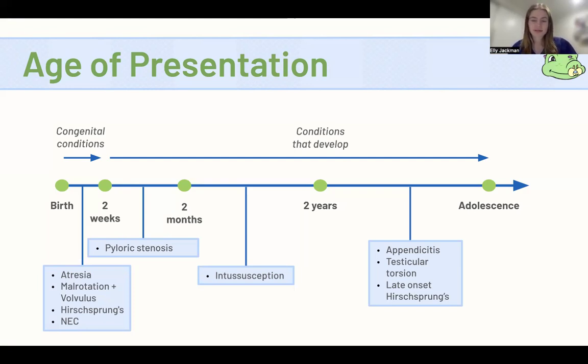These are the Ped Surg conditions for each of these ages. Presentations for these would often be things like abdominal distension or vomiting. So it's obviously also very important to consider non-surgical causes for this. Say for vomiting at any age, you'd be wanting to rule out raised ICP. You could also be considering infection, DKA, GORD, things like that.